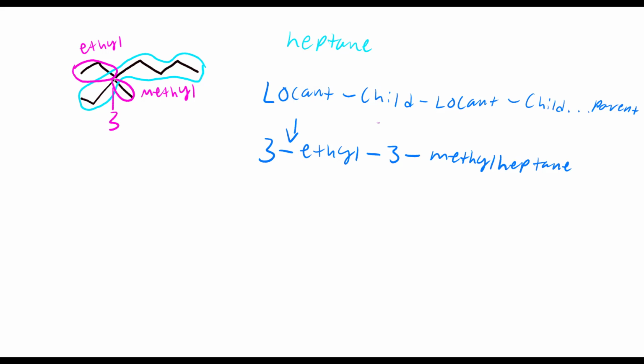So first we're going to name our parent chain, then we're going to name our children, and then we're going to find out what number our children are, or where they are. Then we're going to collect them, bring them to the parent, and then what? We're going to name them. Very simple. Let's do some more practice.